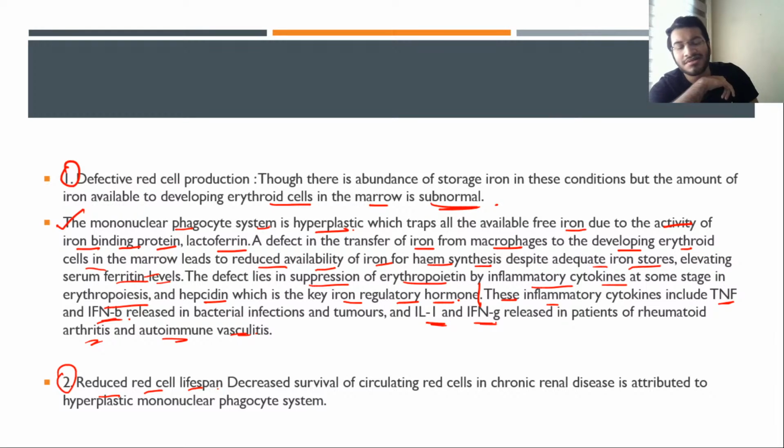Decreased survival of the circulating red cells in the chronic renal disease is attributed to hyperplastic mononuclear phagocytic system.